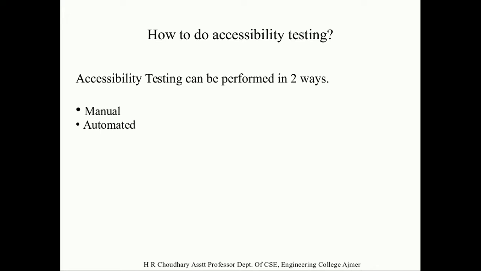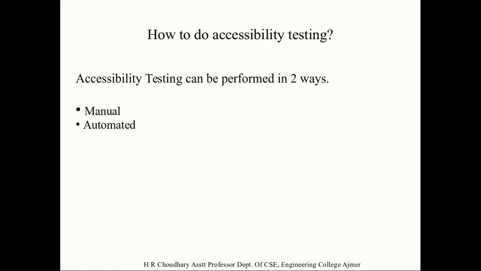Accessibility testing can be performed in two ways: one is manual and another is automated. Before moving to the testing, designing the test cases, or moving the software application to the users for testing, the user and the tester should be aware of certain things, whether we are moving through manual testing or automated testing.